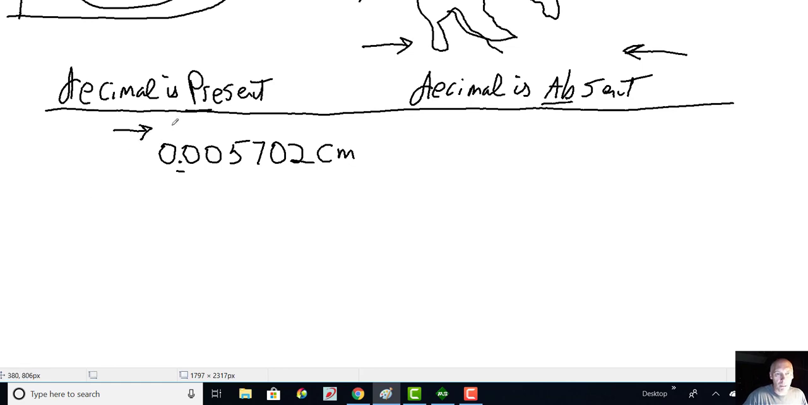So the rule is begin counting with the first non-zero digit. So it doesn't count, doesn't count, doesn't count. Now there's a non-zero digit, so it counts. Now everything counts, including that zero. So that's one significant figure, 2, 3, 4. So you list that as 4 sig figs.